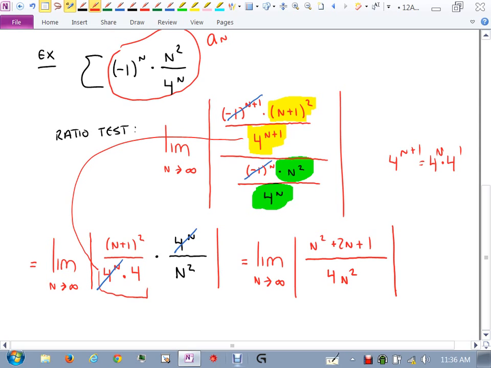And now if I take this limit, I get infinity over infinity, so I can apply L'Hopital's rule, right? L'Hopital on this once would give me what? 2n plus 2 over 8n. I need a new page. Can I proceed, or do you want a second to copy that down?